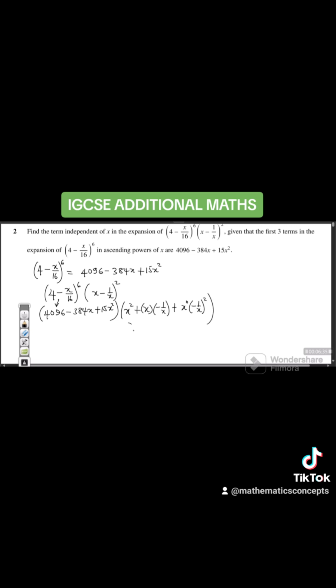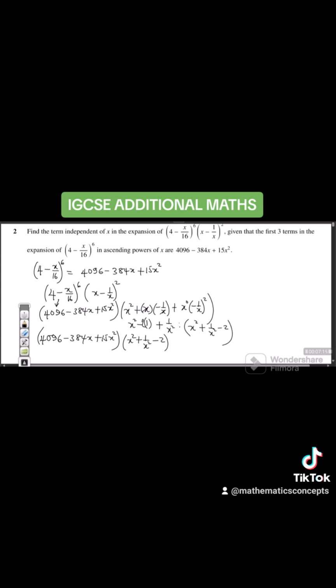And for the Pascal triangle, we have this is now x squared. This we cancel, that's minus what? Minus 1. But since you are multiplying by 2, that will give you minus 2, plus 1 over x squared. So if you expand this, what do you have? x squared plus 1 over x squared minus 2. So this is what you are going to get. That means we are going to multiply 4096 minus 384x plus 15x squared by the expansion of this, which is still the same thing as x squared plus 1 over x squared minus 2.